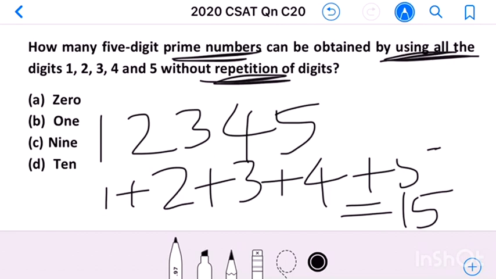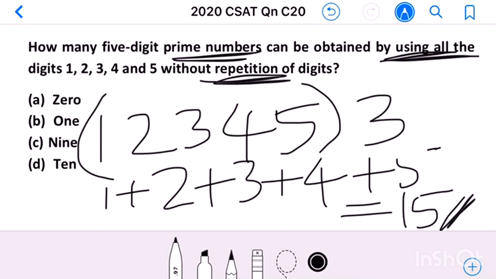In any number, if the sum of its digits is a multiple of 3, then it is divisible by 3. That means whatever number we make with these 5 numbers, it will be divisible by 3. So 3 is a factor of any number we make with these 5 numbers. So we cannot make a prime number using these 5 digits. So our answer is option A, 0.